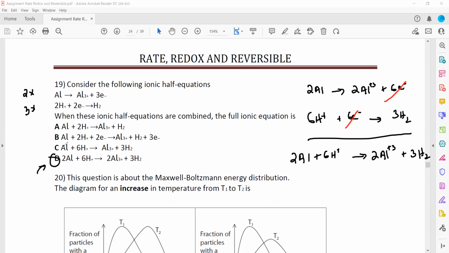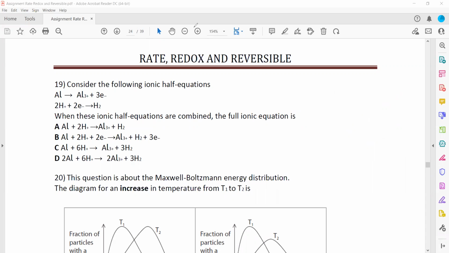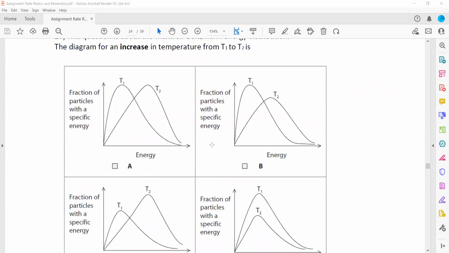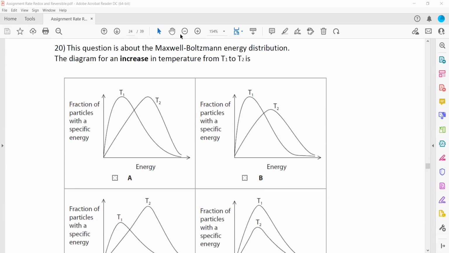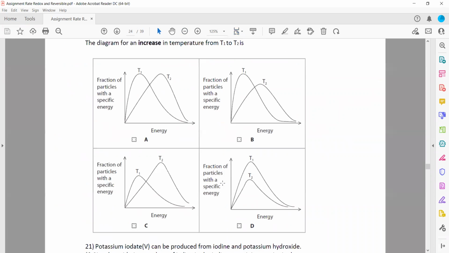Whenever you want to write a combined equation, always make the number of electrons the same. As you make the number of electrons the same and add the two equations, the electrons will cancel out and you will get the combined equation for the oxidation and reduction halves. In question 20, this question is about the Maxwell-Boltzmann energy distribution.